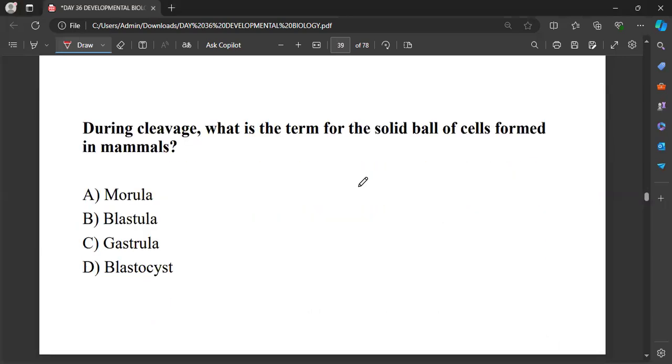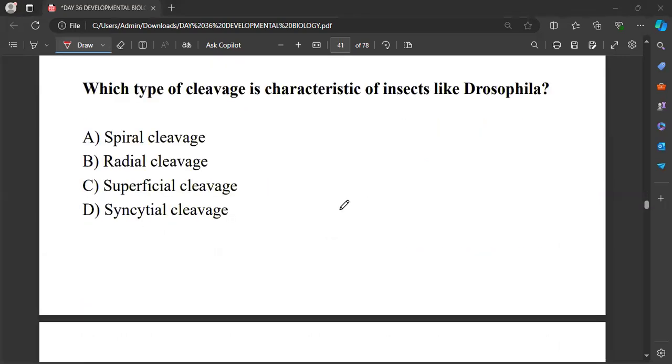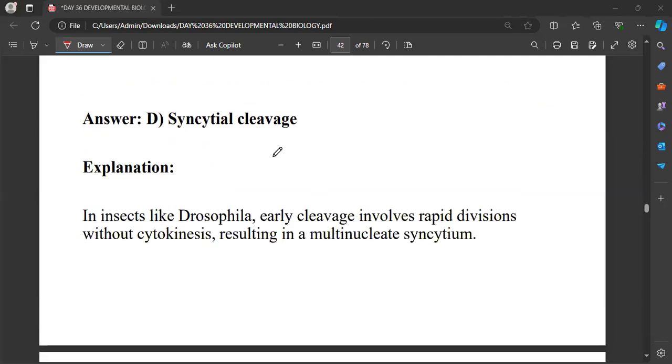Just go through the slides. During cleavage, what is the term for a solid ball of cells formed in mammals? No doubt in that. Obviously, it will be morula. Which type of cleavage is characteristic of insects like Drosophila? Very good. That will be the syncytial cleavage.